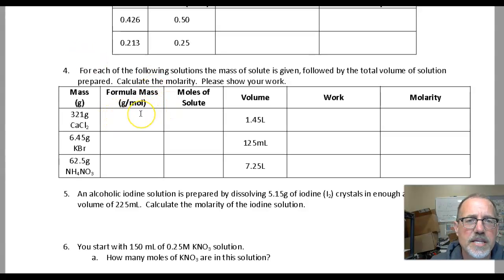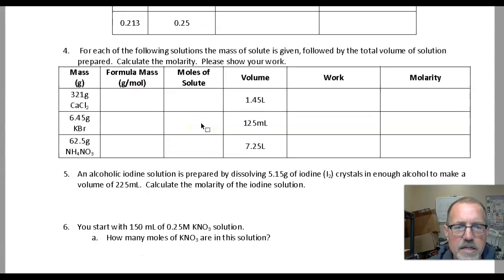Formula mass, molar mass, whenever you see that, you should think of the periodic table. You need the periodic table in order to do the molar mass. So if you have that, grams per mole, and then we want to get moles of solute. You'll add up the calcium, and then you'll add up 2 chlorine, and that will give you the molar mass of it, 1 mole of the substance in grams, and that will give you the moles of the solute in this case. And then just do the work to get molarity.